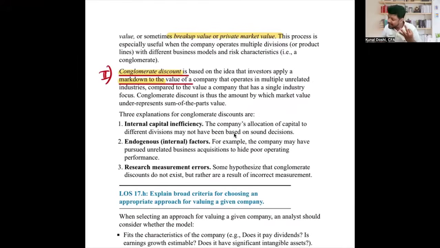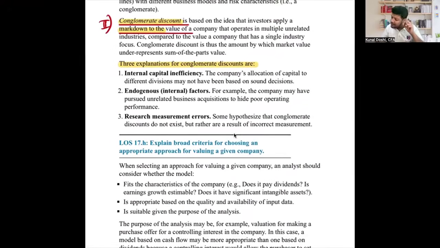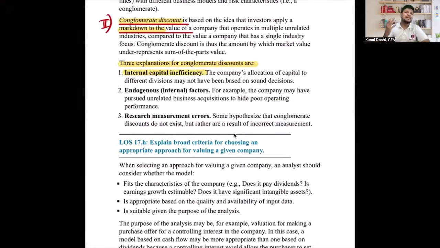So they've given three explanations for why to apply conglomerate discount, right? Because of internal capital efficiency. Imagine a company which is just focusing on gas, that will be much more efficient than the company which has oil, gas, and different petrochemicals, right? So who's going to allocate the capital more efficiently? The company which is only focused on a business, rather than a conglomerate which has to allocate amongst different capitals.